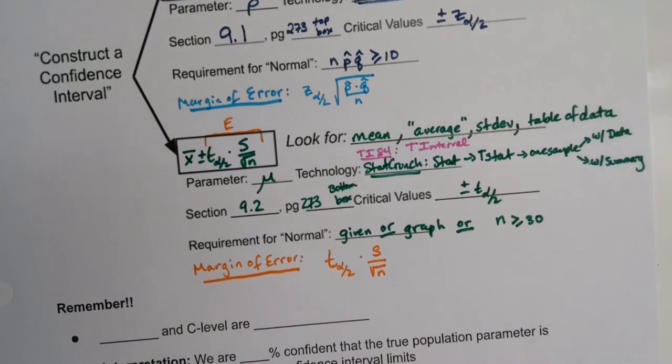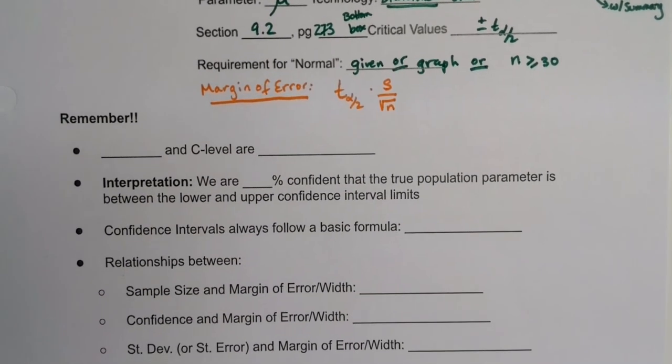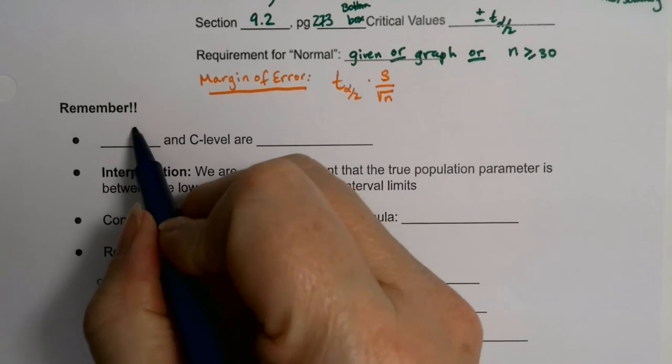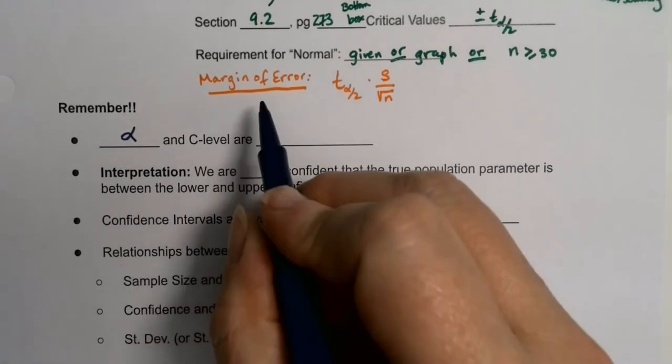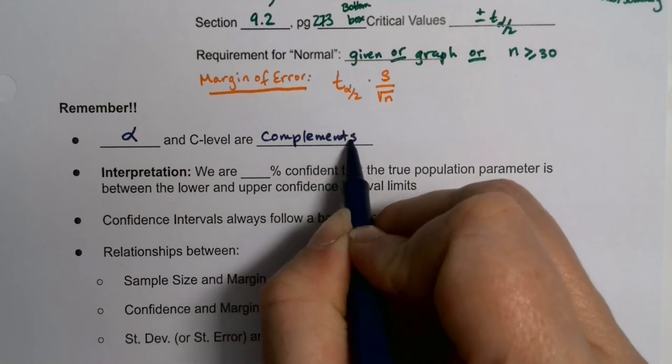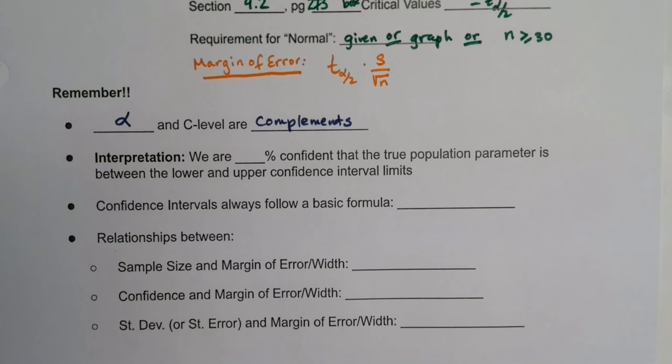All right. Now, there have been a few more highlights that we've hit in Chapter 9 that we don't want to forget. First off, alpha and our confidence level are complements of each other, remember? So let me just grab a marker here. So alpha and the C level are complements. We learned that in section 9.1, and it held true for the rest of the chapter. It's always going to hold true. Alpha and your confidence level are complements of each other.